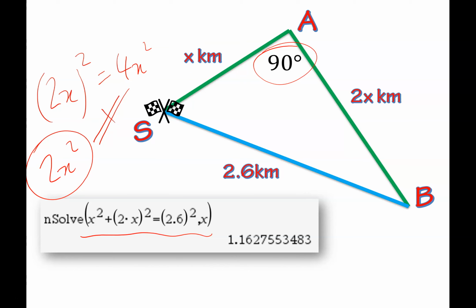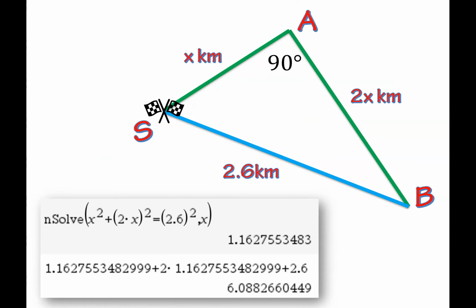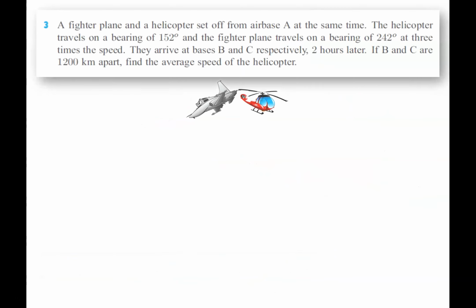And you can see the calculator provides us a really handy answer of 1.16 kilometers. How far is A from S? Well, that's what x is. 2x would be twice as much. And if I continue now, it says, what's the length of the course? I've taken the previous answer here and twice the previous answer here. Why? Because it's twice. And I've added the 2.6, which is here, and that will give me the total length of the course, which is 6.09 kilometers.